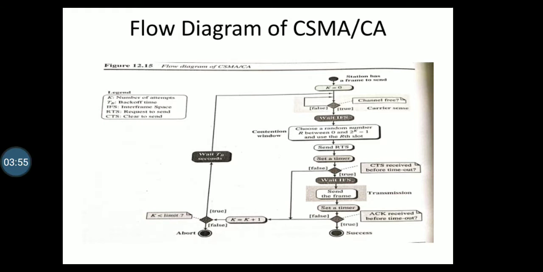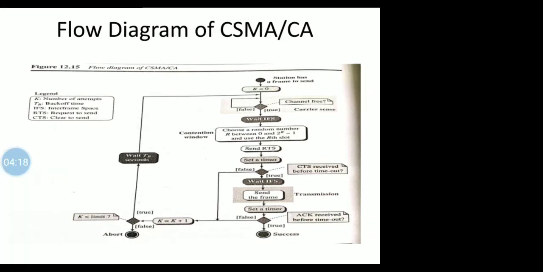This is the transmission. Then set a timer. Is acknowledgement received before timeout? Check it. If it is true, success. If false, k is incremented by 1. Check whether k is less than the limit. If it is true, wait TB seconds. If it is false, abort. And then repeat the process.